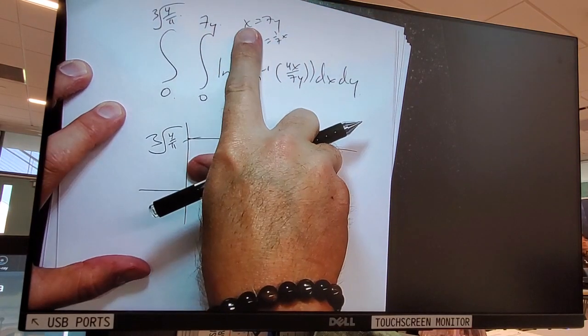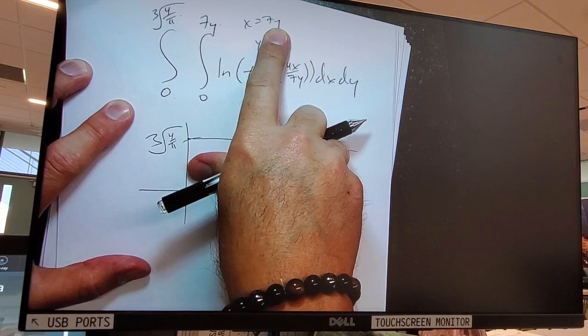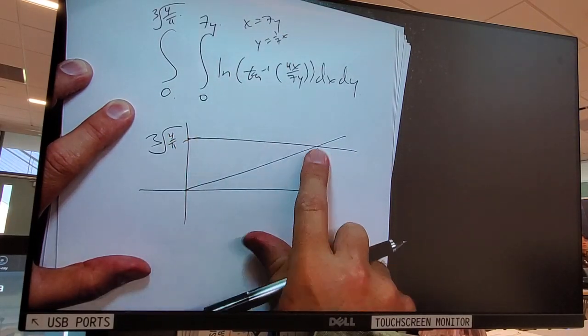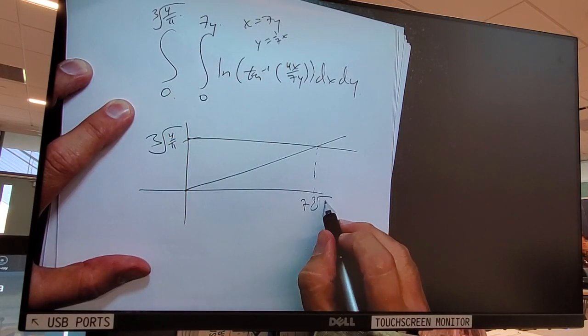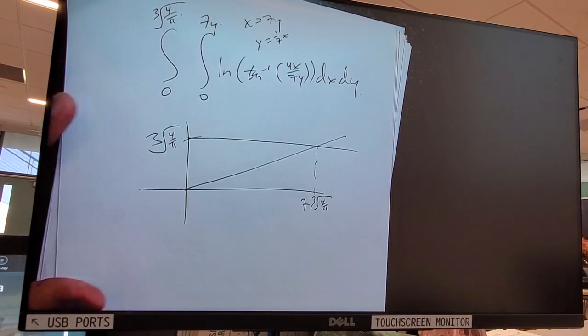I mean, what's x? 7y, bless you. So at that point, x would be 7 times the cube root of 4 over pi. Yeah. So some of you guys got that. You didn't need to. If you didn't write that down, you were fine. But if I needed to switch the order of integration, I would need to know what that was, right?